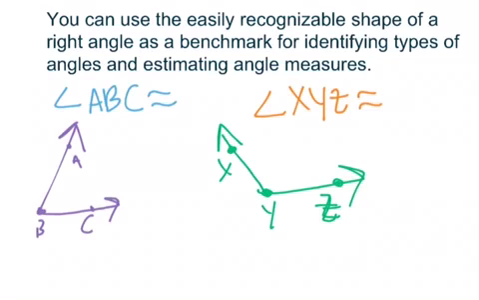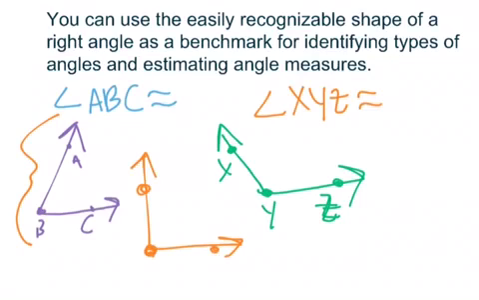Alrighty, you can use the easily recognizable shape of a right angle as a benchmark for identifying types of angles and estimating angle measures. So, a right angle looks like that, right? Again, this is not for exact measure, just for easy estimation. So right here, this angle is, I would say, a little less than 90, so probably like 85, 80, 84. So that's about 84 degrees. So angle ABC, that's how we label angles, by the way, with that cute little angle sign. It's going to be about 84 degrees.